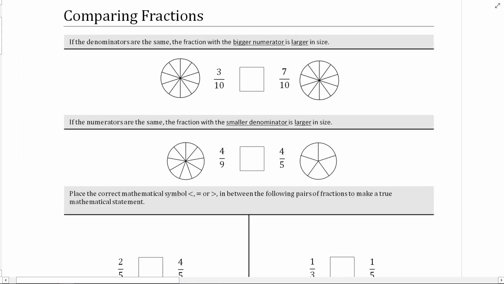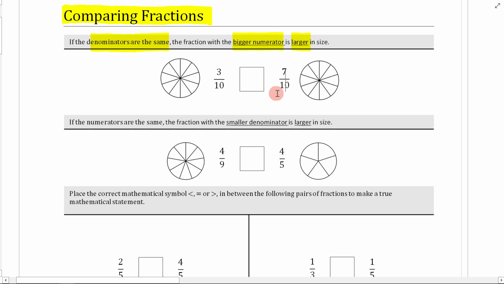Welcome. So in this lesson, what we're going to be doing is comparing fractions. That's what we're going to be doing, comparing fractions. So let's begin with our first dot point here, which tells us if the denominators are the same, the fraction with the bigger numerator is larger in size.